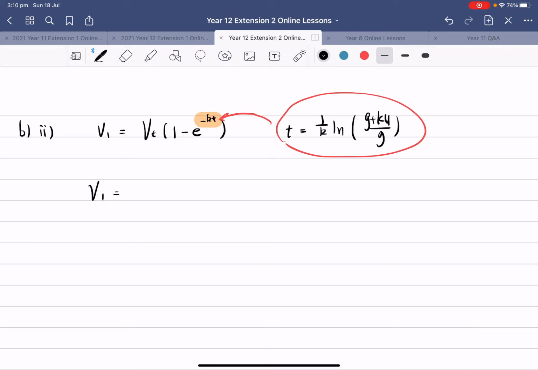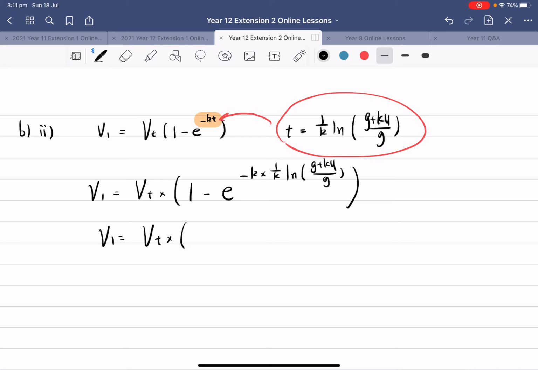V1 is equal to Vt times 1 minus e to the power of minus k times t, and t is 1 over k ln. It's pretty crazy, this expression. So V1 is equal to Vt times 1 minus e. Now, the negative k and the 1 over k cancel out, and then this negative can be moved inside the logarithm here. So that gives you ln bracket g over g plus ku. So V1 is equal to Vt times 1 minus.